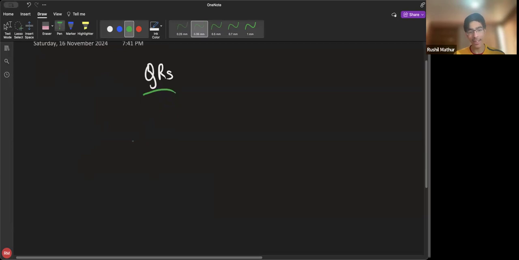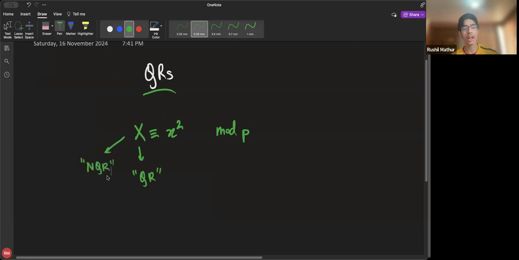So the basic point of QRs is you just go mod a prime and you check if your number x can be represented as some other number squared, mod p. So if this is possible, then x is called a QR, and if it's not possible, then it's called an NQR, so a non-quadratic residue. So for example, 1 will be a quadratic residue because 1 is 1 squared. And 4 will always be a quadratic residue as well because 4 is always 2 squared. But something like 2 may or may not be a quadratic residue based on your prime.